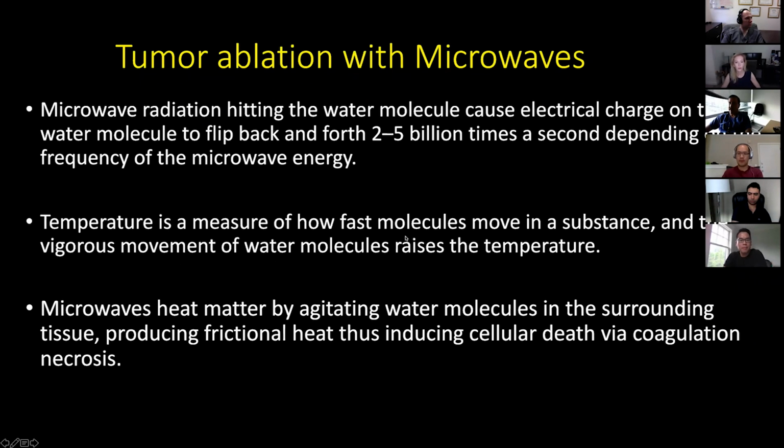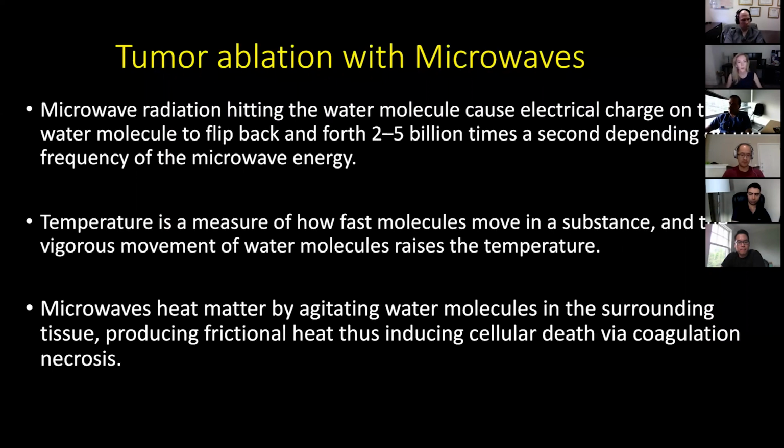How it works is that it flips the hydrogen atom of the water molecule 2 to 5 billion times per second, and that causes frictional heat, and that frictional heat causes coagulative necrosis of the tumor. I did not put up a slide because I thought we would not have that much time, about why I prefer this over radiofrequency ablation.